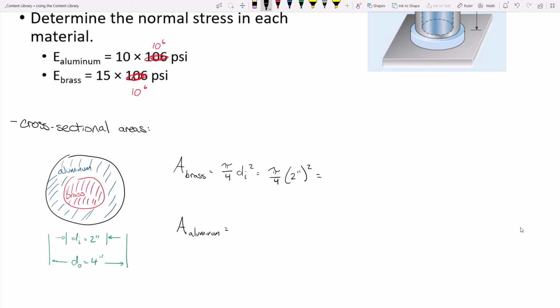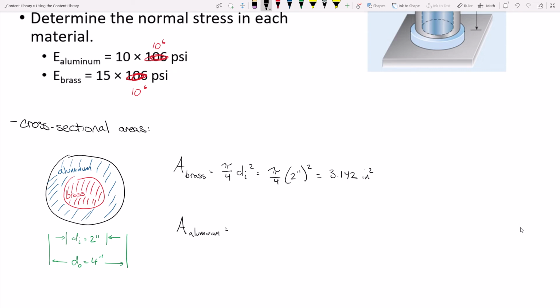So I think I can do that one in my head because 2 squared is 4, 4 over 4 is 1, so that's just going to be pi, or 3.142 square inches. Now that's for the brass. What about the aluminum?